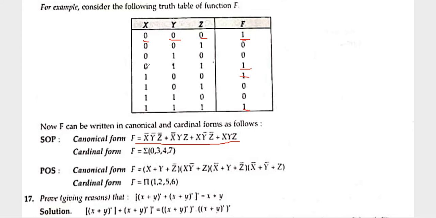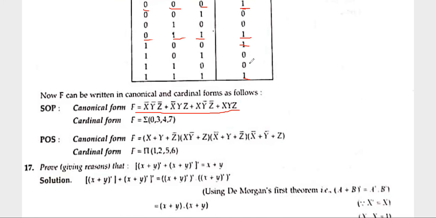For this one, the min term is x complement y z. X is complemented because 0 is present; in case of SOP, 0 will be complemented and 1 will be uncomplemented. In this manner we are able to write all the respective min terms, and then these min terms are added, the OR operator is applied, and we get the SOP canonical form. This is a canonical form.